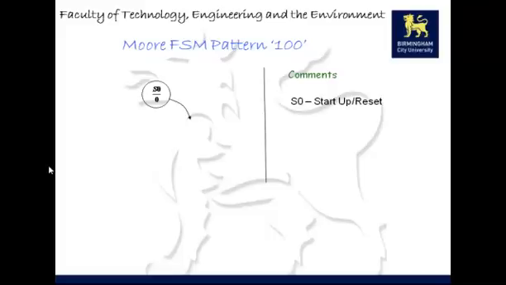Now, if the first input X is 1, then that goes into state 1. But I'm going to make sure that, in the comments table, you can see that state 1 represents a logic 1. So we've banked a 1 there. However, if it's 0, then you remain in state 0, and you're going to wait for that 1 to occur.